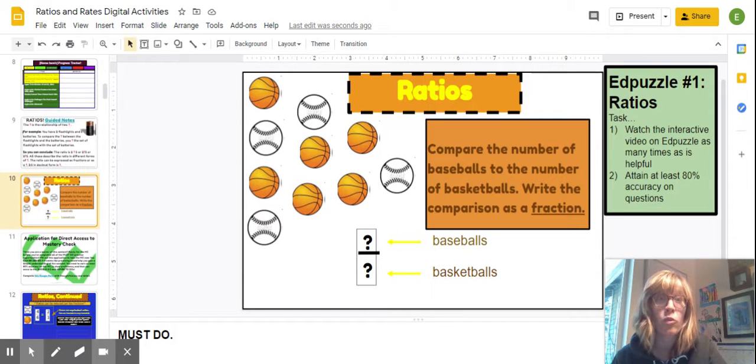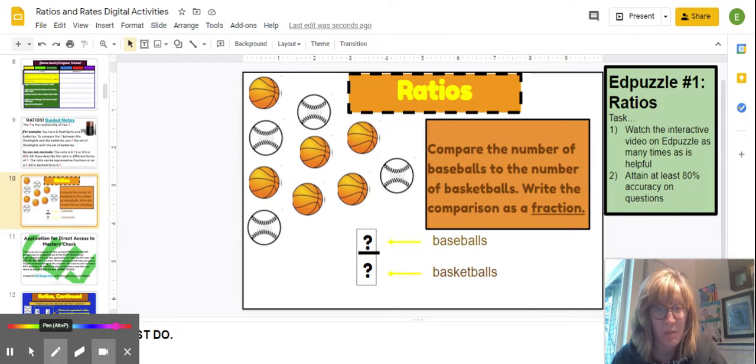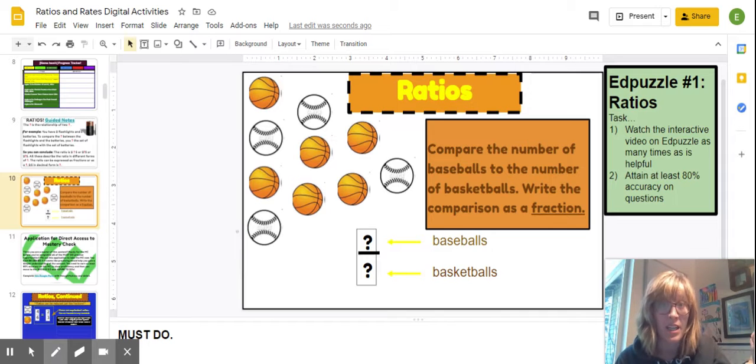So, in thinking about ratios, we know that it's a comparison between two things. In this example, we're comparing basketballs and baseballs, two fabulous sport options. What we want to do is write the comparison of how many baseballs there are to how many basketballs there are in fraction form or as a ratio. So we're going to say, okay, simple enough.